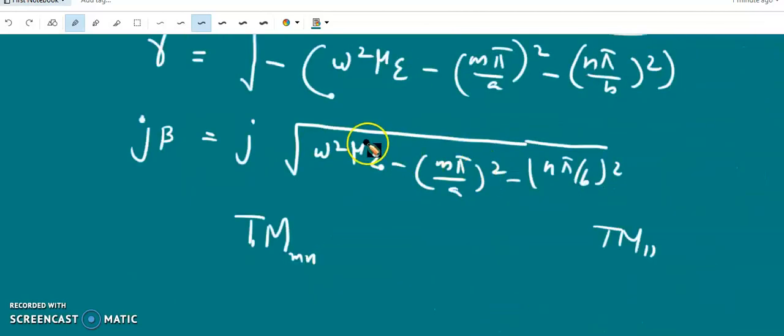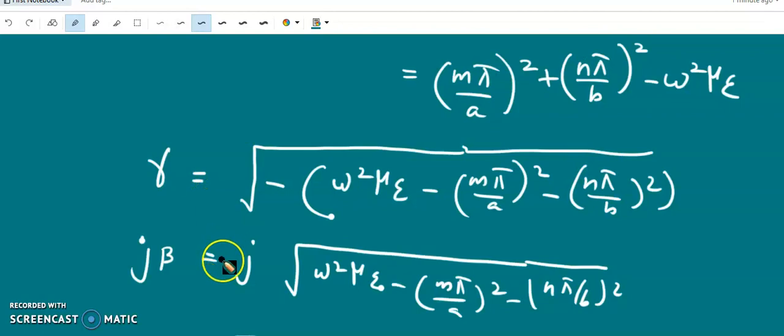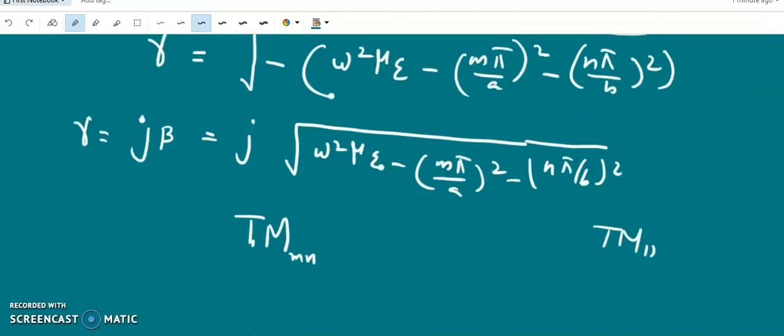So this is the value of the propagation constant gamma, and we have seen that the cutoff frequency of a particular mode is the condition at which the propagation constant equals 0. And propagation is possible for frequencies above cutoff frequencies. So the cutoff frequency is defined at the point where gamma equal to 0.